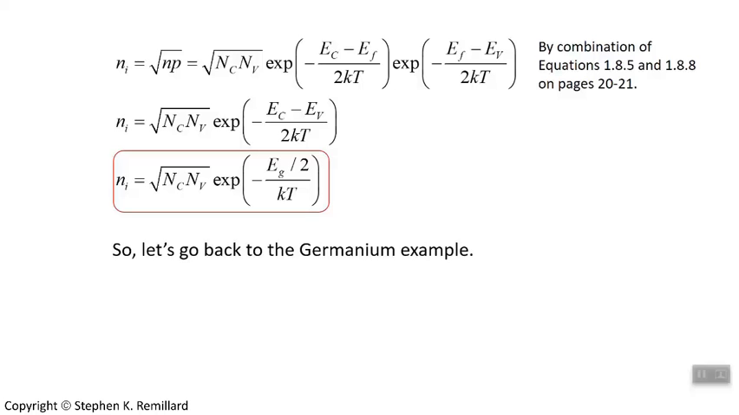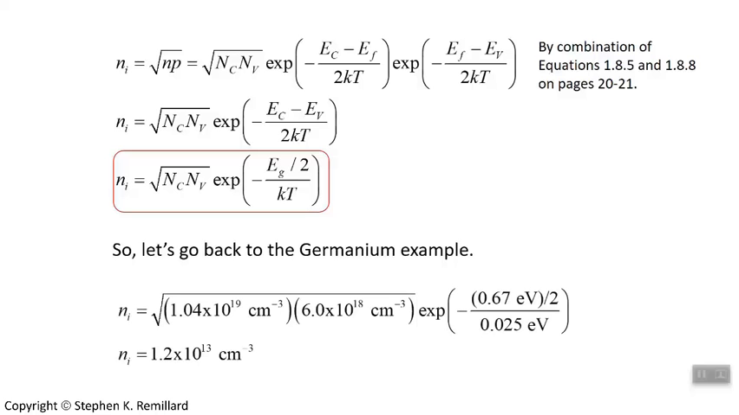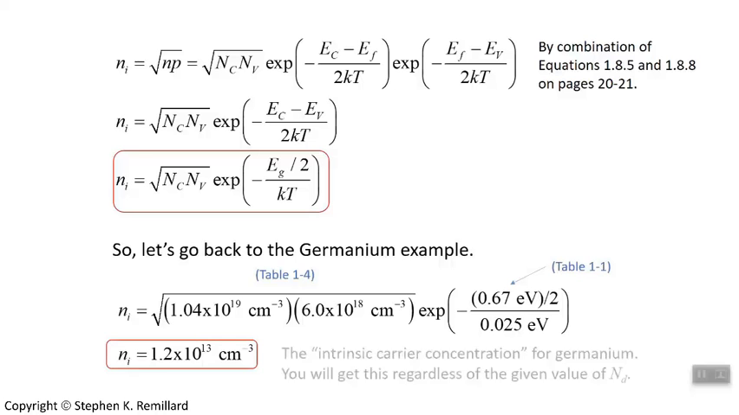Let's go back then to the germanium example and put in some numbers. So we have NC and NV from the table in the book, and an energy gap also comes from a table in the book. Look them up in those tables, plug it in, and we calculate, remembering that KT at room temperature is 0.025 eV, KT at 290 Kelvin. So we get an intrinsic carrier concentration for germanium of 1.2 times 10 to the 13th per cubic centimeter.